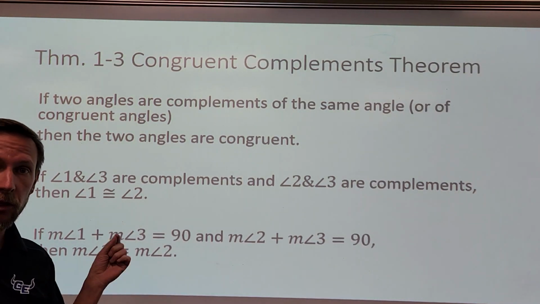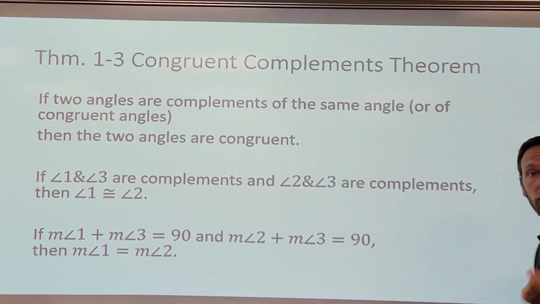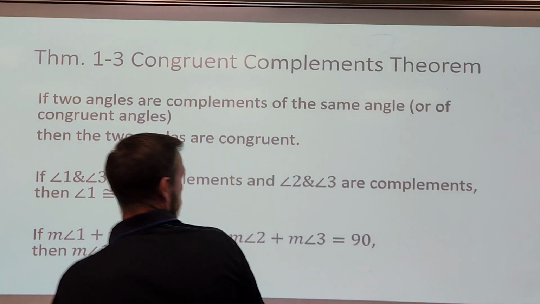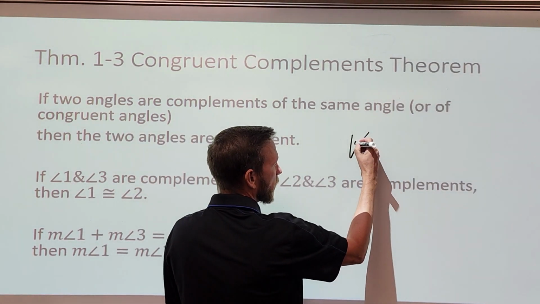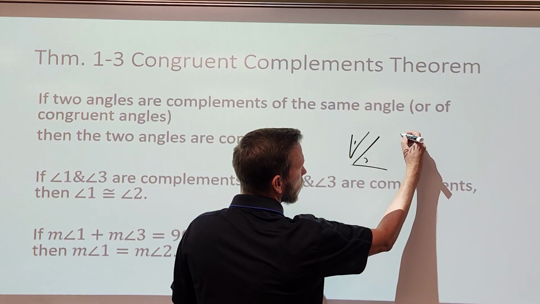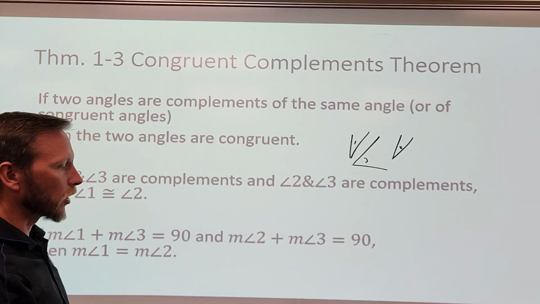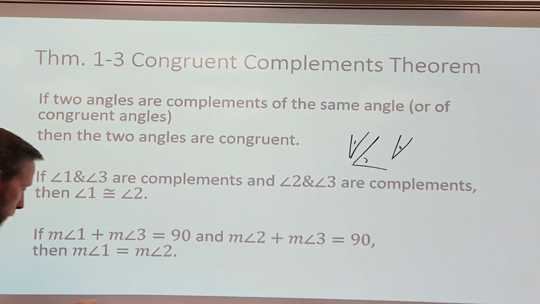The same goes with the congruent complements theorem. If we have angles that are complements of the same angle, then they are congruent. And vice versa. Angles that are congruent would be complements of the same angle. And so if we have, and I don't have a drawing here, but if I have, angle 1 and it's complementary to angle 3, and I have angle 2 that is also a complement of angle 3, then I know that angles 1 and 2 must be congruent.